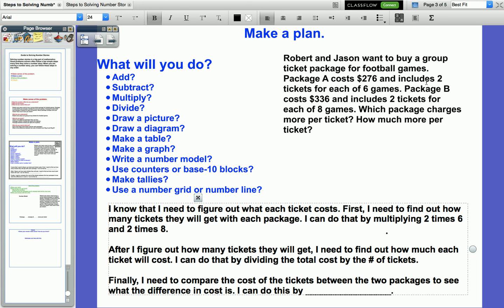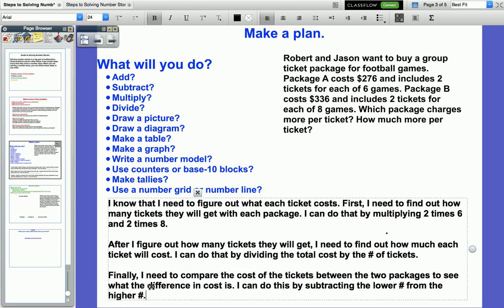So, for example, and I'm just shooting out a number here, let's say that package A ticket costs $48 and package B costs $44. So what am I going to do to compare the cost between those two prices? Well, I can do that by subtracting the lower number from the higher number. And at this point, we don't know what that is, okay?